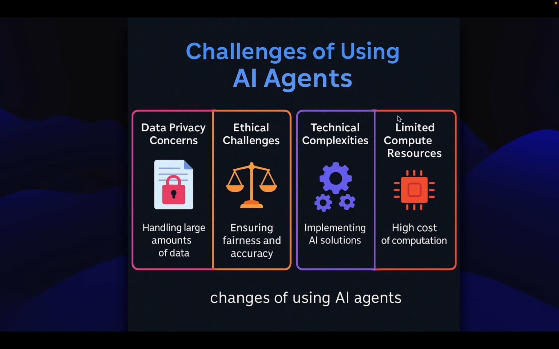We have limited compute resources. AI agents, especially those relying on deep learning or real-time inference, can be resource intensive. This means higher costs for GPU usage, cloud hosting if you are using AWS, GCP or Microsoft, and real-time processing. So organizations must balance power with budget.